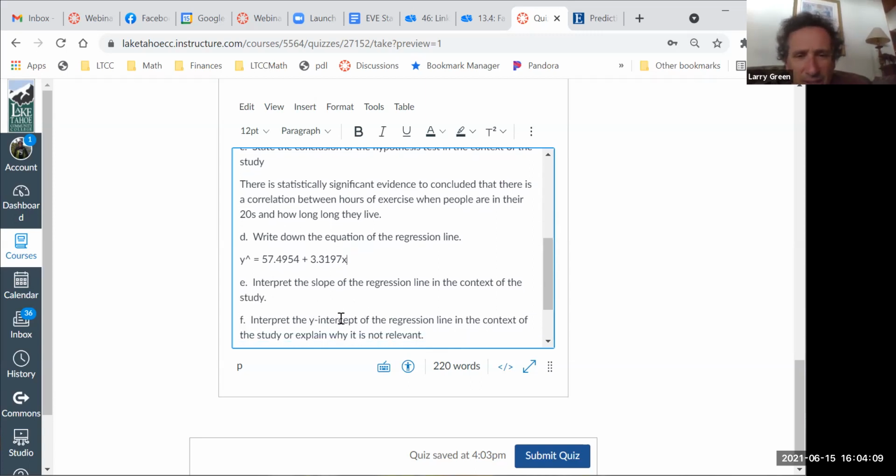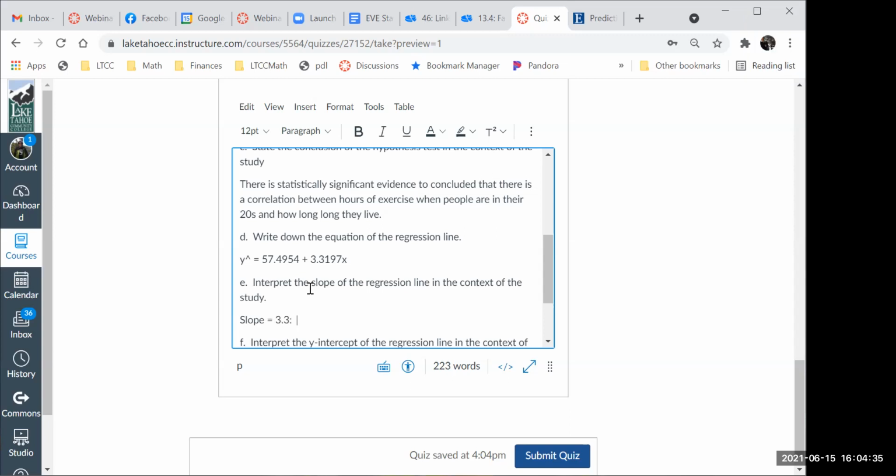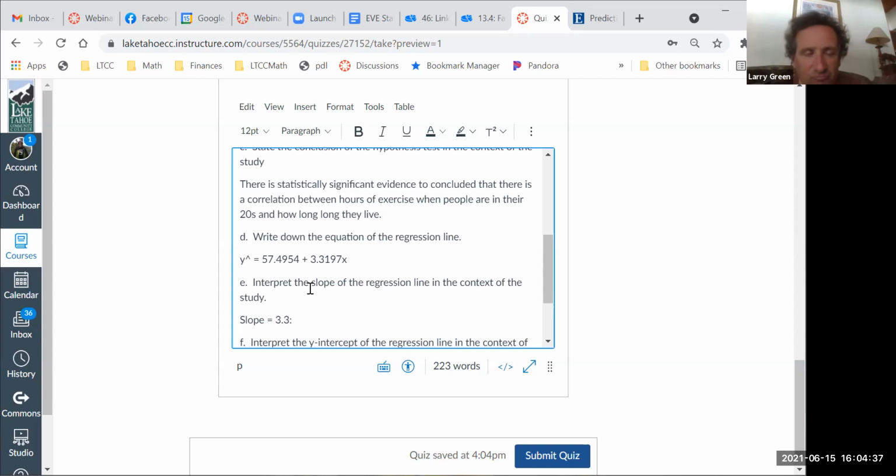All right. Now interpret the slope of the regression line in the context of the study. So first, what is the slope? Maybe to 1 decimal place is enough. So what is the slope? Yes, 3.3. So the first thing is the slope is equal to 3.3. Okay, now that's not an interpretation. That's just writing it down. Now we need to interpret.